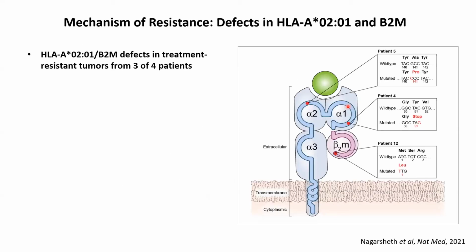So we did a lot of research to try to understand response and resistance and looked at a lot of the characteristics of the T cells, and it was mostly unrewarding. What was rewarding, and I think where the key information comes, is from looking at the tumors.